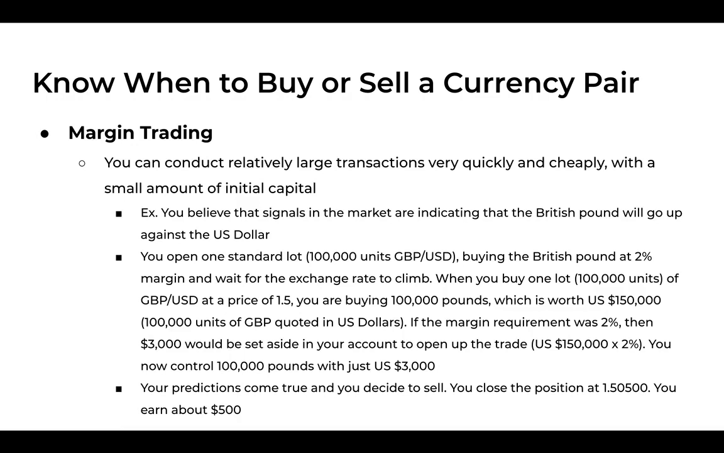When you buy one lot, which is 100,000 units of GBPUSD at a price of $1.50, you are buying 100,000 pounds, which is worth US dollars $150,000. So just to explain that a little bit more, 100,000 units of GBP quoted in US dollars, that's how you get $150,000. If the margin requirement was 2%, then $3,000 would be set aside in your account to open up the trade. Okay, so this is again that 1 to 50 ratio, right? Because it's $150,000 to open the position, you only need $3,000, and $3,000 times 50 is $150,000. So you can see here that we're using 1 to 50 margin.